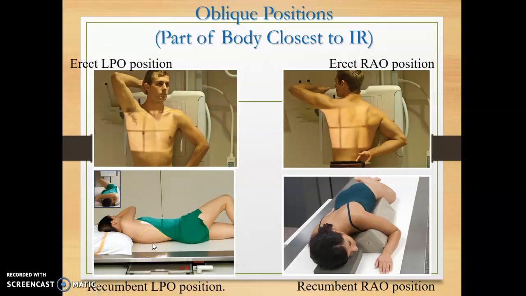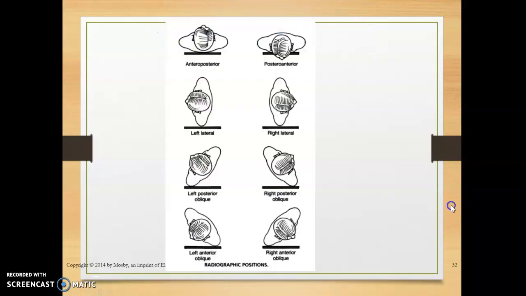This patient underneath him, she is simply recumbent, but she is in an LPO as well. Her left posterior part of her body is closest to the imaging plate. When you flip them reverse, this is an RAO because the anterior part of his body is closest to the board, and his right side is closest. So right anterior oblique, the right anterior is closest to the board, and he's standing. She's in an RAO, she's just laying down.